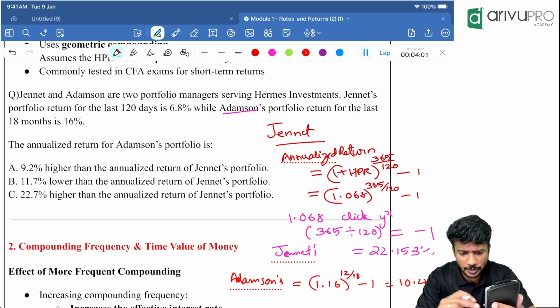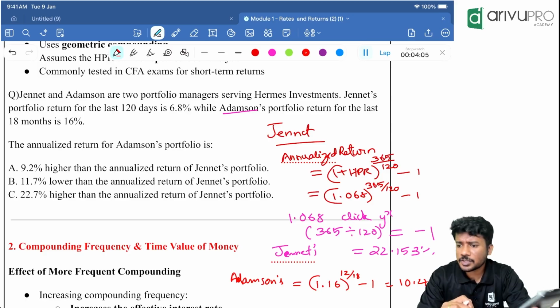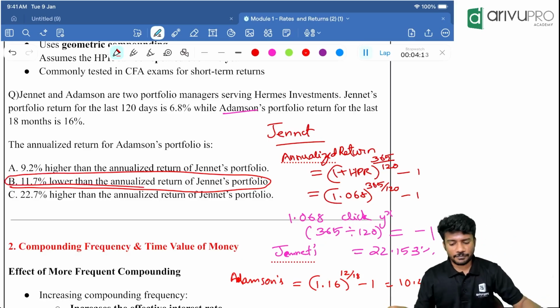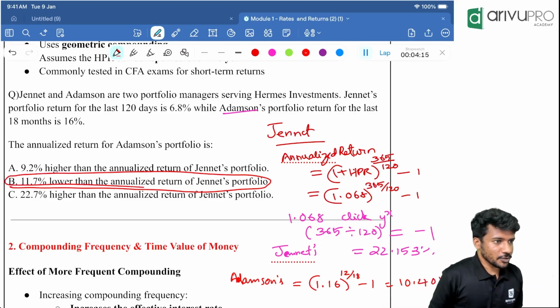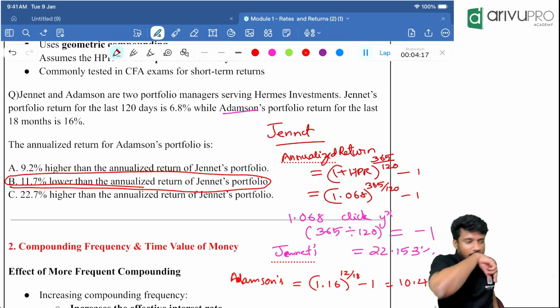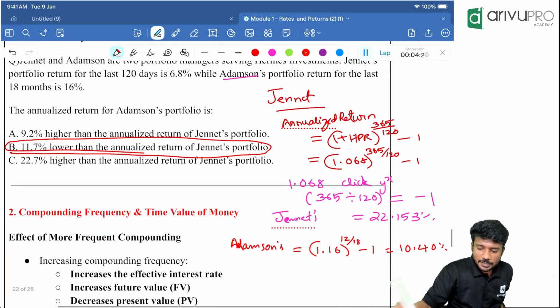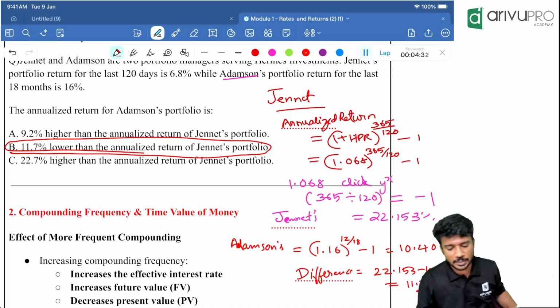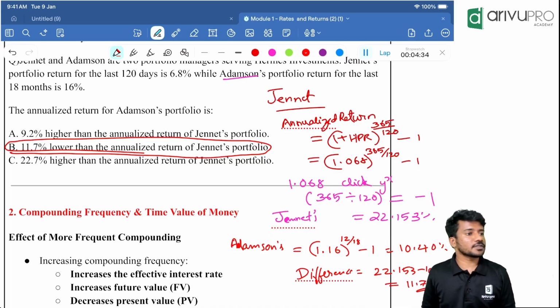Now take the difference between both. That is nothing but 22.153, which is coming to be how much? 11.7% lower than the annualized return of Janet's portfolio. Got it? So how much is the difference between them? Difference is equal to 22.153 minus 10.40, which is nothing but 11.7 approximately. So option B is your answer. Understood the method?